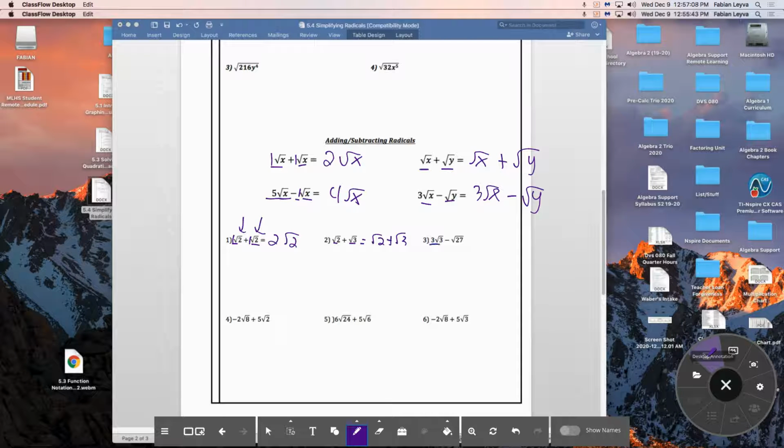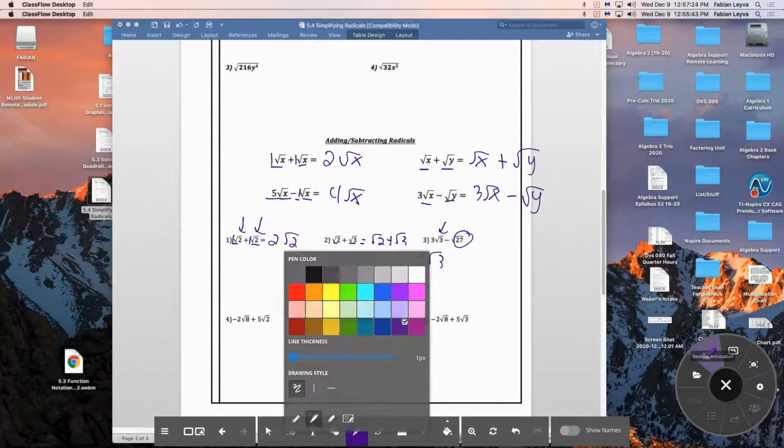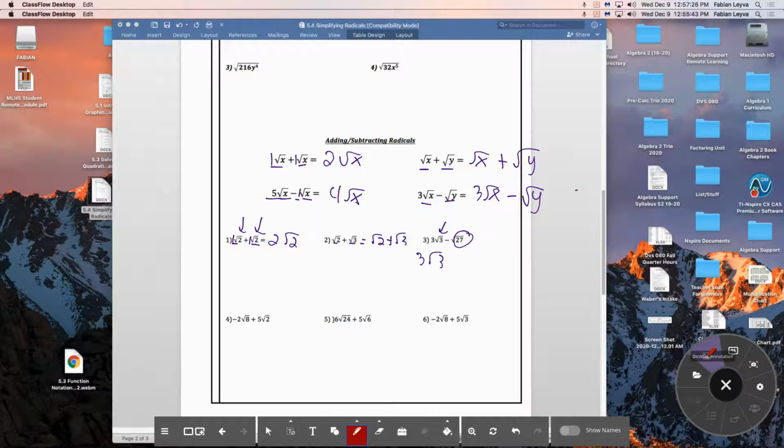Now, let's look at this one. 3 times square root of 3 minus square root of 27. Now, those aren't the same. But can I simplify these? Yes, I can. Now, this one is as simplified as possible, so I'm just going to leave it like that. But how can I simplify square root of 27? And I'm going to do that in red over here. Out of the square root of 27, which perfect square goes in? 9, because 9 times 3 equals 27, and the square root of 9 is 3. Notice that your 3 stays inside.